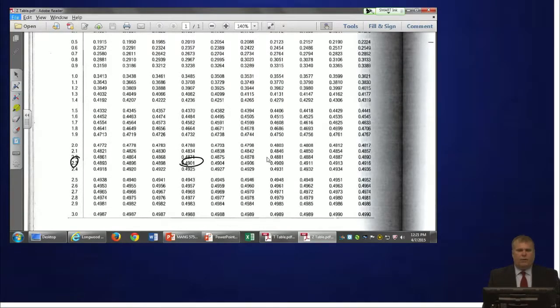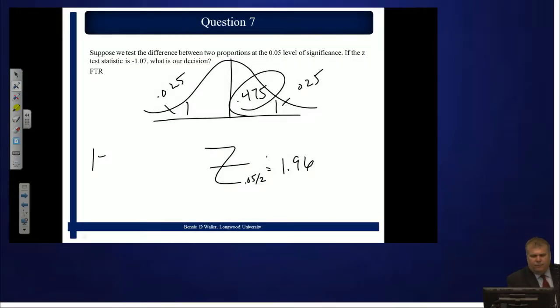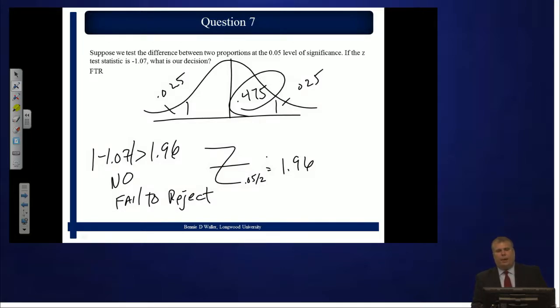Now, quickly I'll go over there and show you. 0.475, here it is. Oh, no, it's not. 0.475 is right there, 1.96. So is the absolute value of negative 1.07 greater than 1.96? No. So we fail to reject the null hypothesis, whatever it is. We fail to reject the null hypothesis that there is a difference between the two. Whatever they might be, we fail to reject that null.